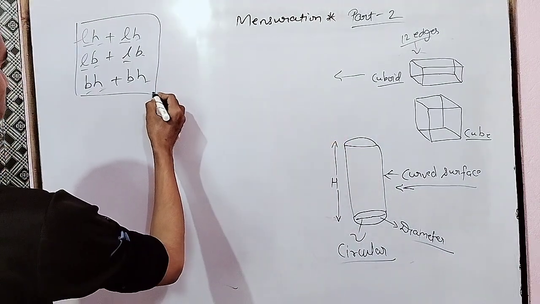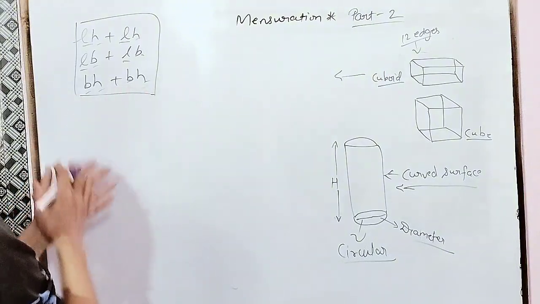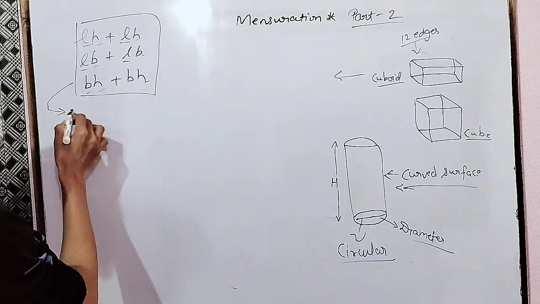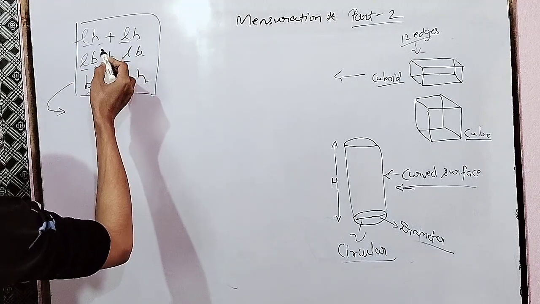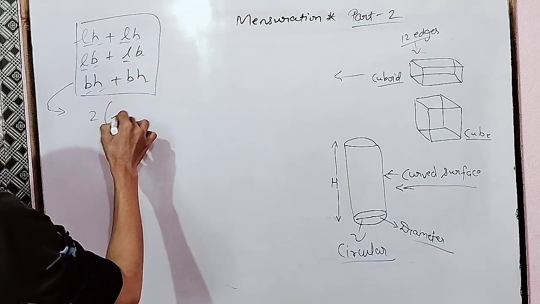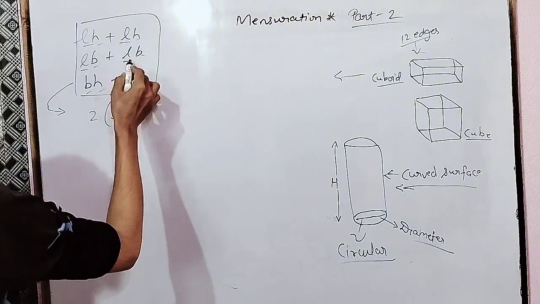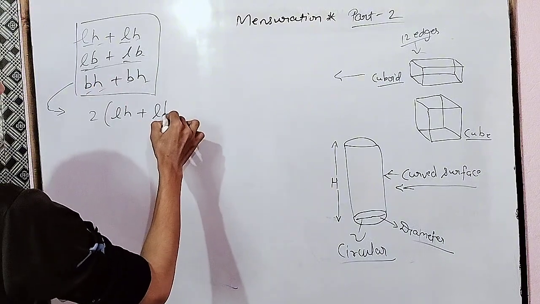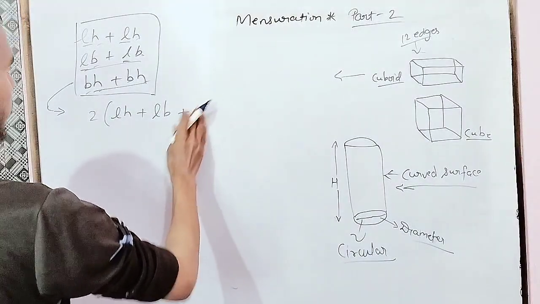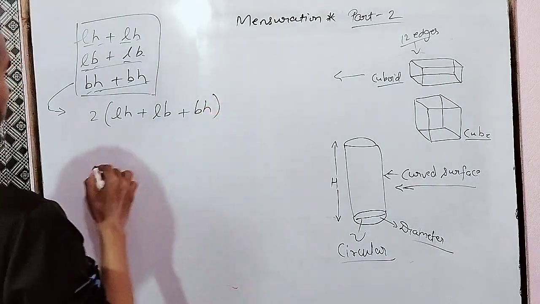Okay, so this is very basic. We are going to simplify it. Now, LH, how much time? 2 times. LH. Then this is 2 times, so we will write 1 time. Then this is 2 times, we will write 1 time. Got it?